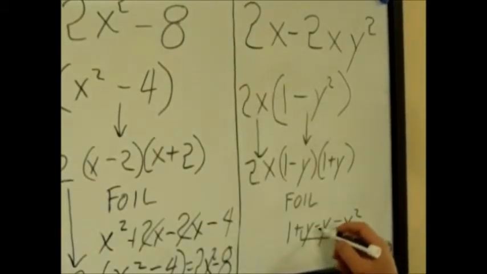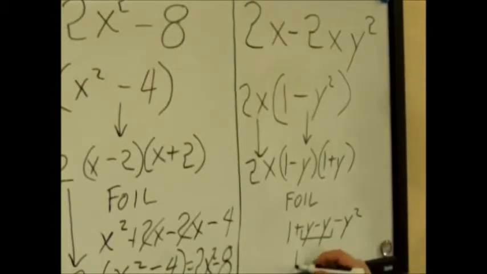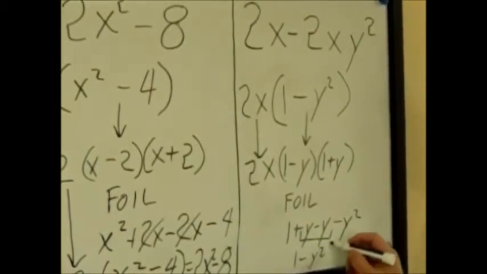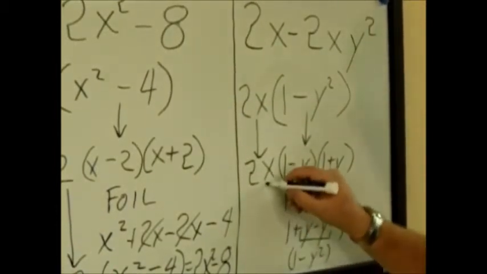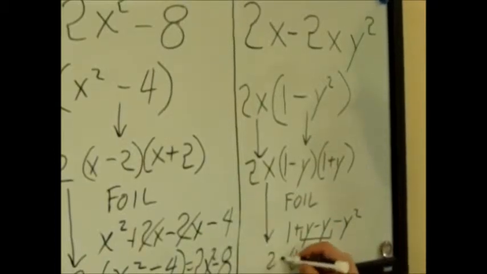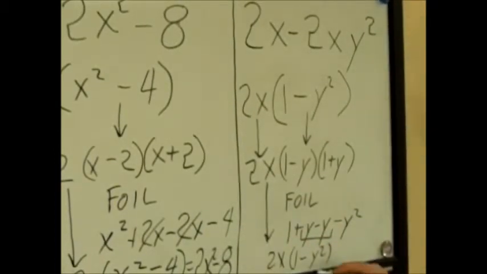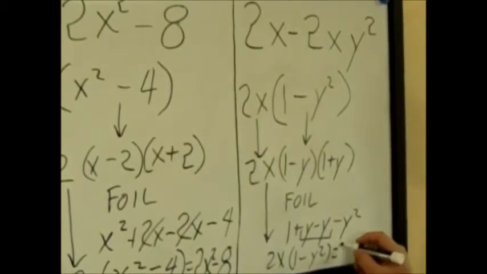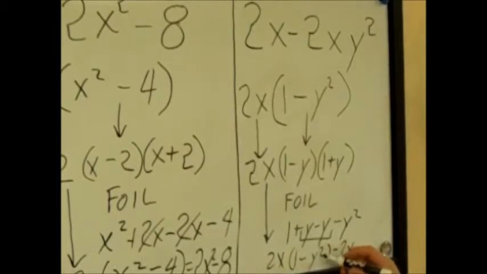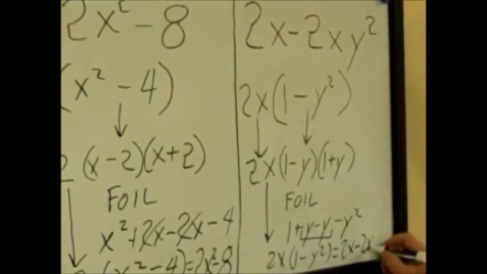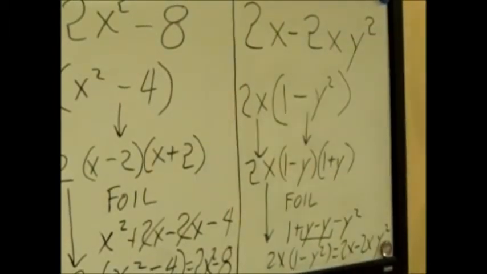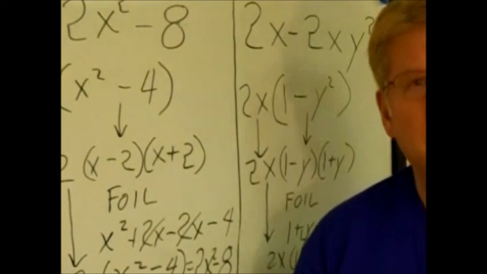So with the y minus y canceling out, we have 1 minus y squared. And the 2x common factor is still there, so we bring that down. And we multiply 2x times what's in the parentheses using the distributive property. 2x times 1 is 2x. 2x times minus y squared is minus 2xy squared. So we end up with the same expression we started with. So indeed, that method does work.